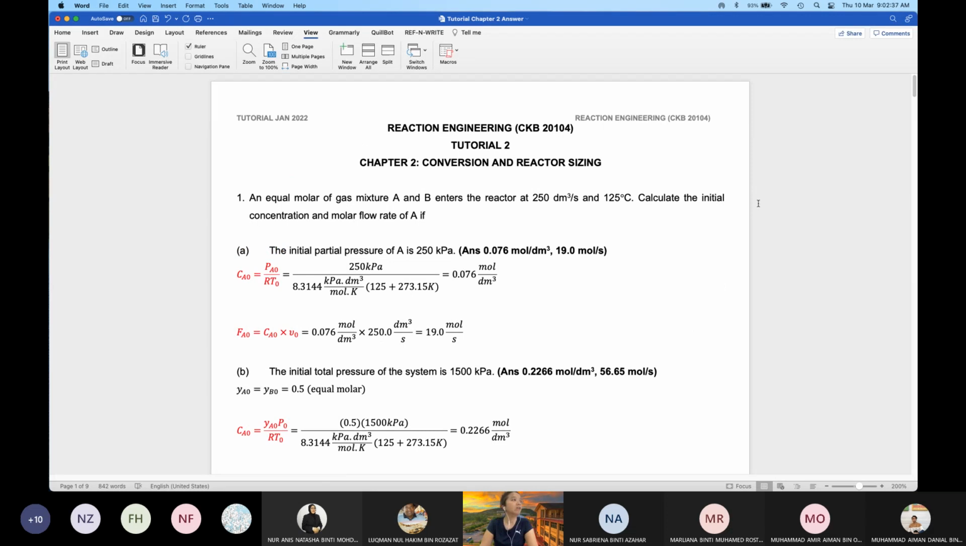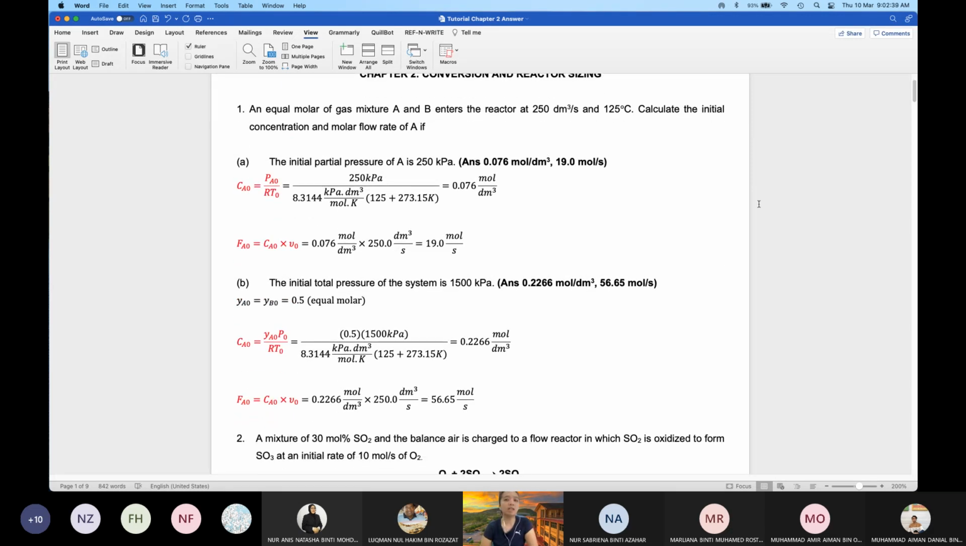If you are looking for the questions, they are already in the VLE as well as in the Teams folder, and in the questions I already included the final answer as well. So you can attempt it by yourself later on, and even if you attempt it later on, you still have the final answer for comparison, to know whether you're doing it correctly or not.